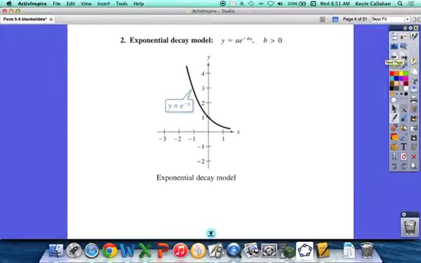The decay model, the only thing different in it is now the b has a negative in front. The b itself, as we're saying here, is greater than 0, but there's a negative in front of it, so the exponent is going to be negative. Remember, when you put a negative in front of the variable inside the function, that's generally considered to be a flip across the y-axis, which is what this graph looks like if you compare it to the last one.